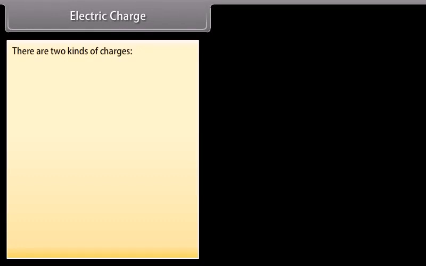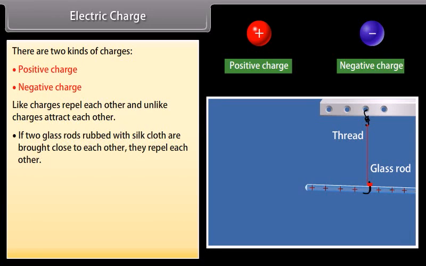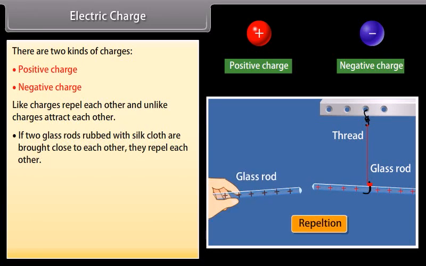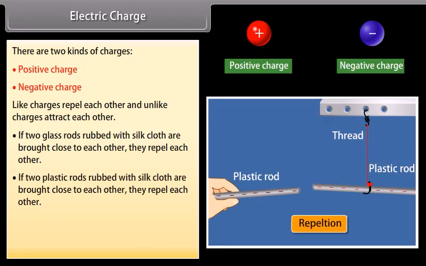There are two kinds of charges, positive charge and negative charge. Like charges repel each other and unlike charges attract each other. If two glass rods rubbed with silk cloth are brought close to each other, they repel each other. If two plastic rods rubbed with silk cloth are brought close to each other, they repel each other.